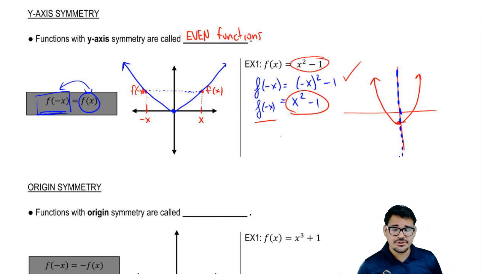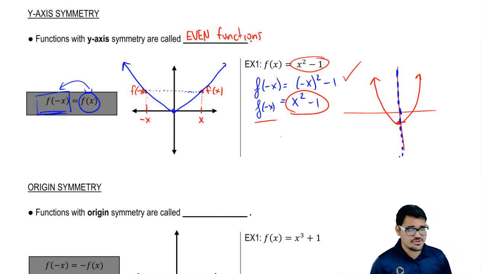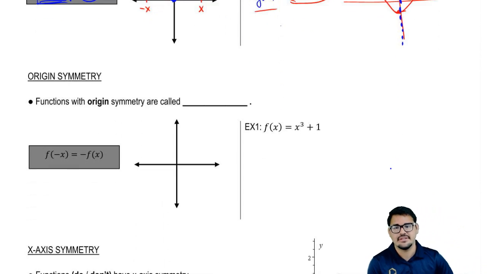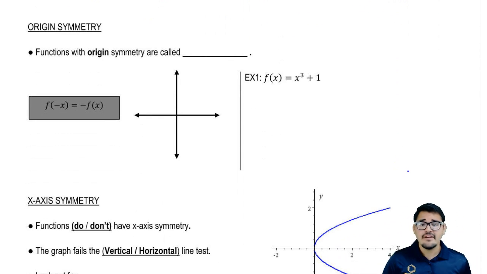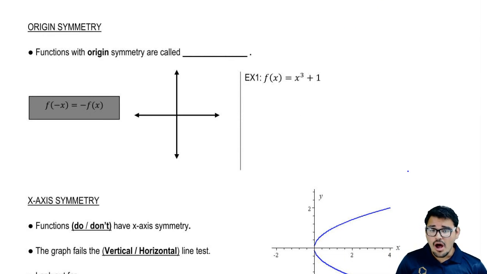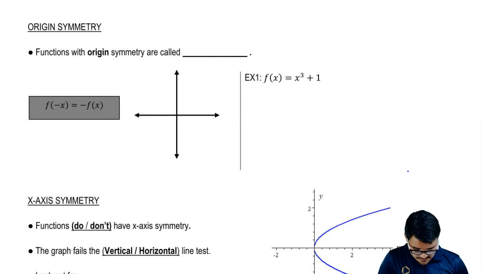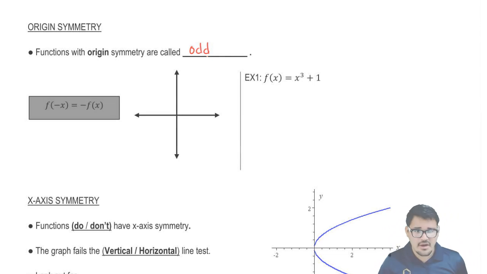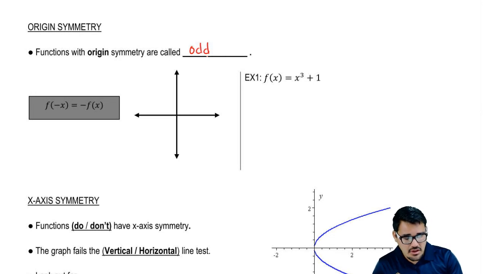Alright? So now let's look at another type of symmetry, which we're going to call origin symmetry, which is the second type of symmetry that we focus on in calculus. So functions with origin symmetry are called odd functions. So let's put that in there. It's called an odd function. Whenever we have a function that has origin symmetry, we're going to call it an odd function.